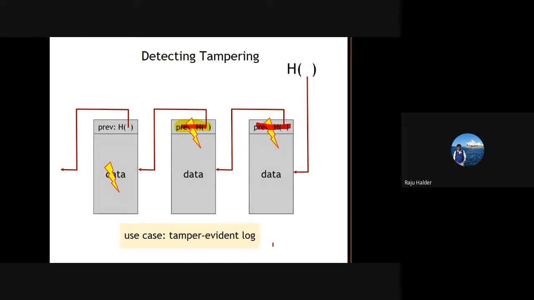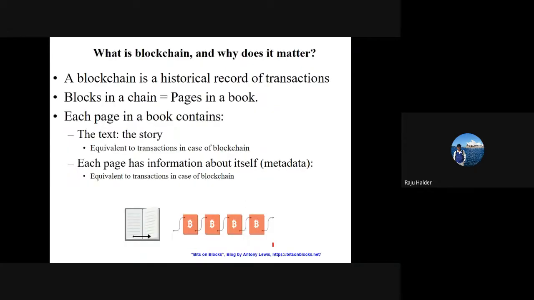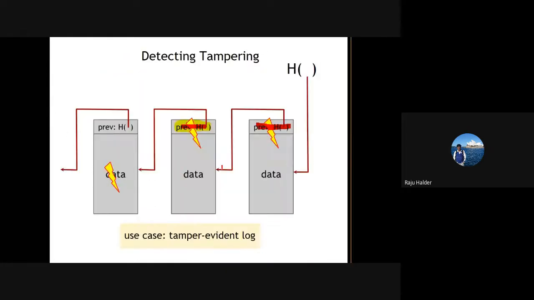And here what will happen, once you write something, no one can modify anything, because if one wants to modify anything, then the whole blockchain will become invalid. So once you write something, it becomes permanent. Therefore, blockchain is a historical record of transactions. Here, blocks are in a chain. So all the blocks are organized in the form of a chain.